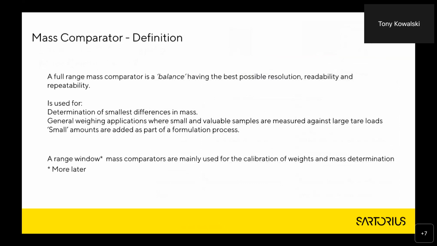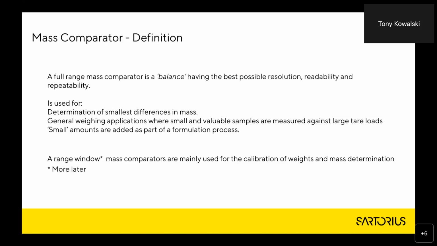So just to summarize, the definition of a mass comparator is normally a full range mass comparator. It's basically a balance, but it has the best possible resolution, the best readability, which we've already discussed, and also excellent repeatability. We use it for determination of the smallest differences in mass.